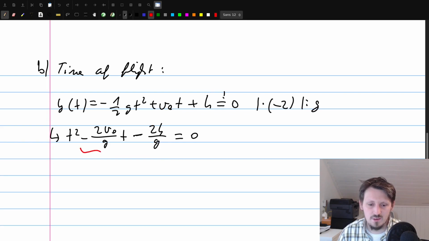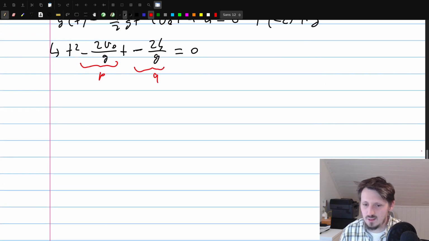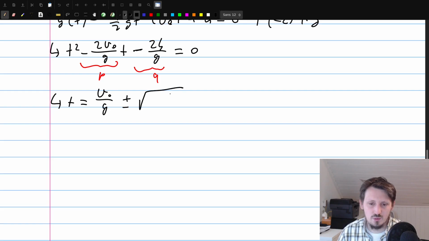If we define this as P, and this is of course not G but Q, then we can solve that, and we can write t equal minus P half plus minus square root of P half squared minus Q. So this would be v0 over g, plus minus square root of v0 over g squared, and then, in this case, a minus cancels out, so plus 2h over g.